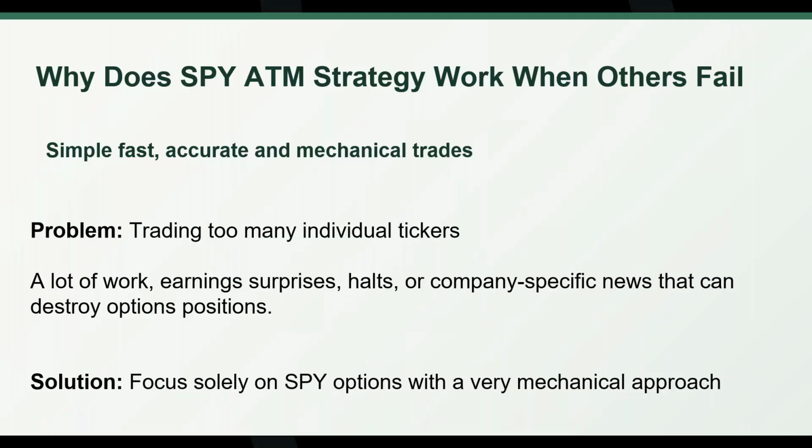Even if you find one that has 0 DTE options on it, you've got a lot of work to do. You've got to find the ones with the right spreads, so it's not crazy. Then you've got to worry about things like earning surprises, halts, company-specific news that can really tank your options to the point where they're not going to recover by the close, which they have to do because it's 0 DTE. So you can really destroy those options positions pretty quickly.